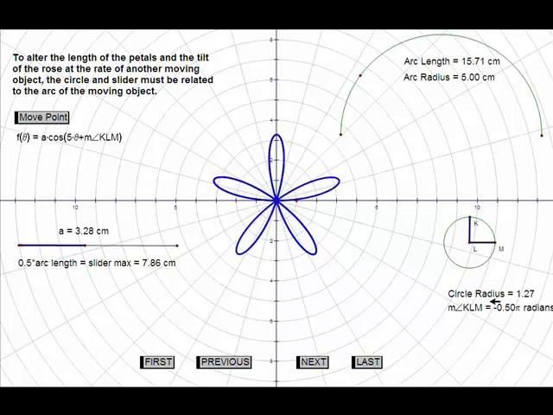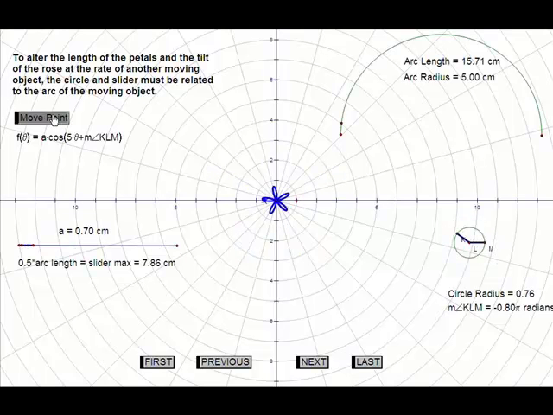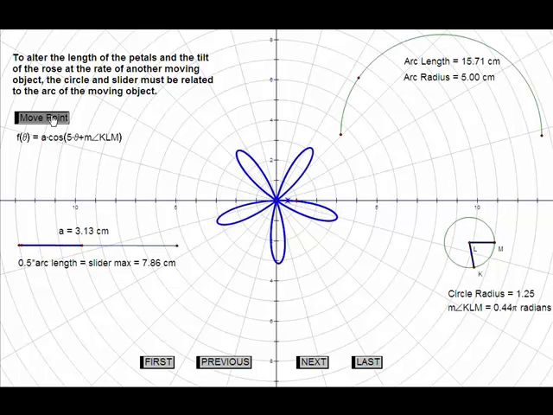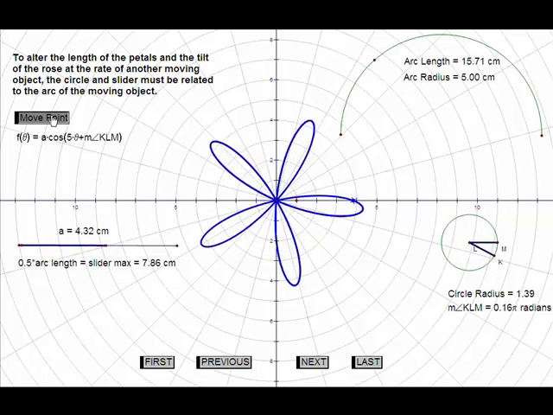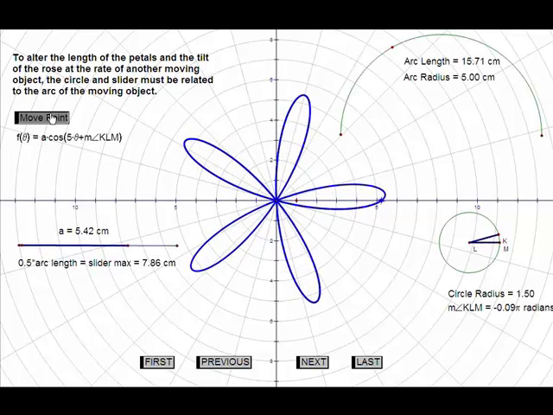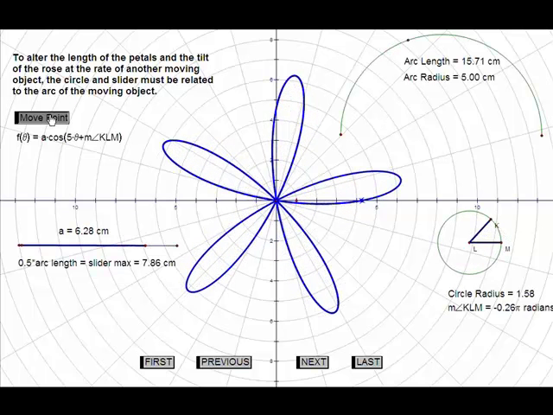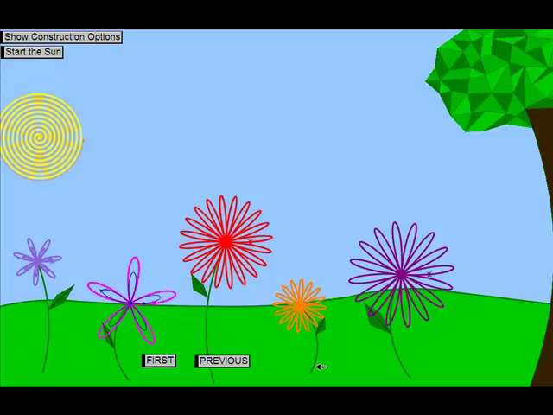To get our circle, we are going to form a relationship between the arc length and the slider, and then we are going to take a fraction of it because we want our circle radius to be quite small so we can visually see the difference of the tilt. Then we're going to animate it, and you can see that it is changing length and tilt at a constant rate. When the point gets all the way to the top, the flower petals will shrink again.